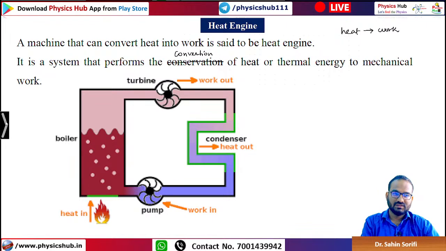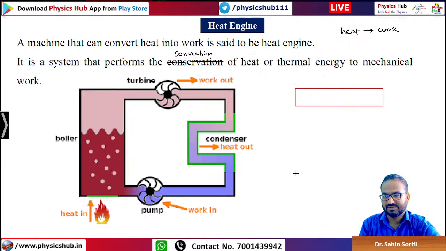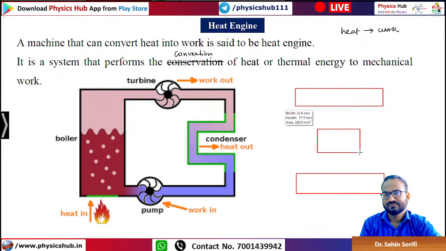So, in this example, a standard heat engine has been shown to you. Heat is going, we have a boiler, then with the help of a turbine, we get the work output. Okay. So, in a standard heat engine, we see various components, like we have a hot reservoir, then a cold reservoir, and some working agent in between. The basic structure of a heat engine.